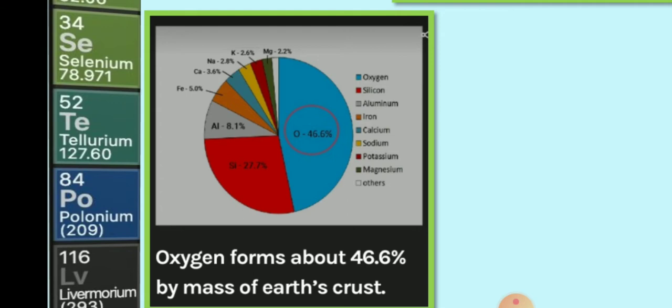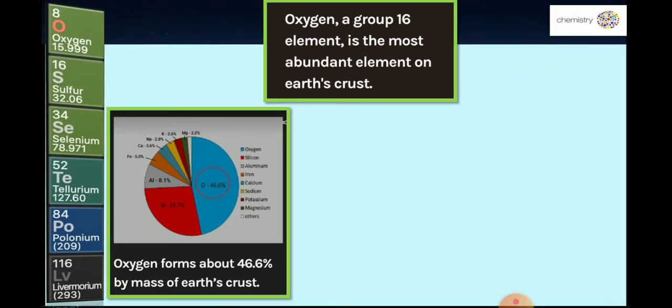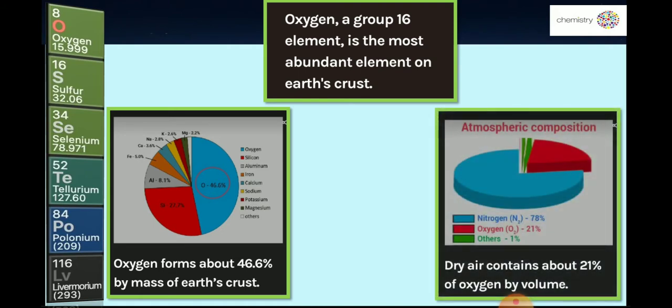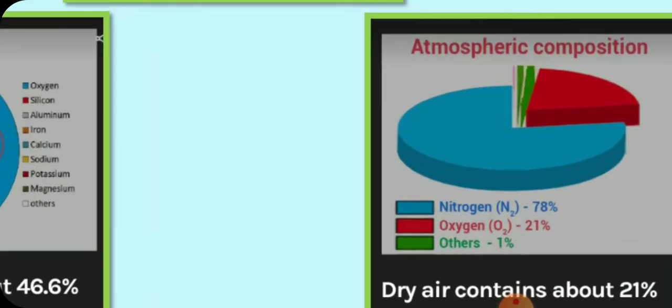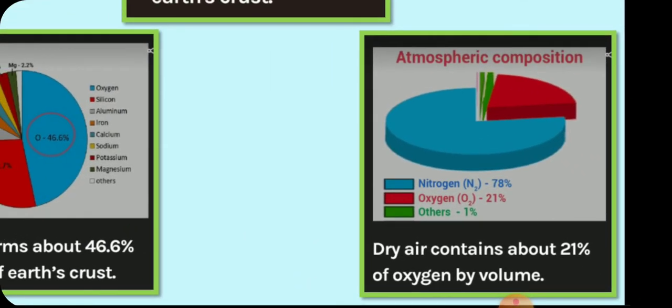46.6%. Next one will be silicon, around 27.7% by mass of the earth crust. Aluminium is the third element with an abundance of 8.1%. The rest will be iron, calcium, sodium, potassium, magnesium, and so on. Oxygen is the most abundant element in the earth crust. When you are talking about the atmospheric air composition, oxygen is the second most abundant gas in the atmospheric air.